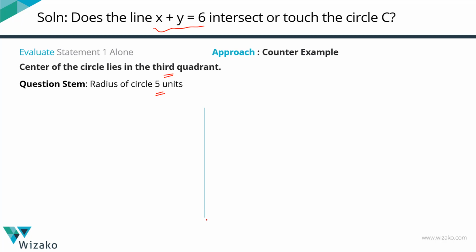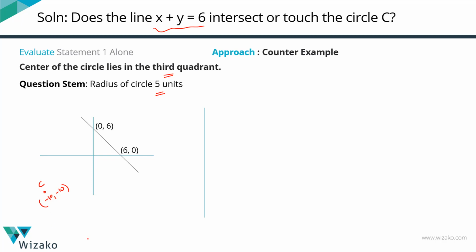If we have one case where the line lies within the circle, and one case where it does not, then we'll say that both possibilities exist. Knowing that the center of the circle lies in the third quadrant is not going to help us answer the question. That's the approach I'm going to take. Let's get started. This is a line we know, which passes through 0, 6 and 6, 0, through the second quadrant, first quadrant, and the fourth quadrant. The center of the circle lies in the third quadrant. I'm going to pick some distant point, minus 10, minus 10.